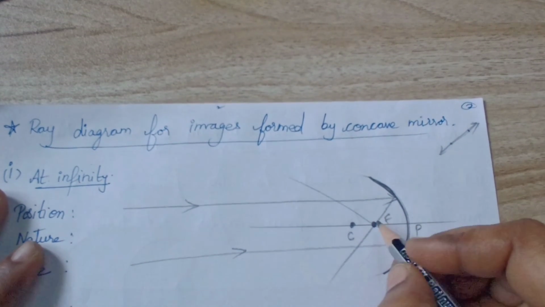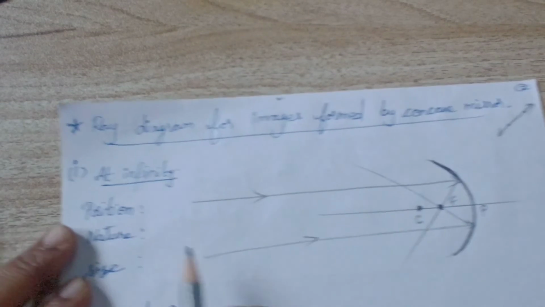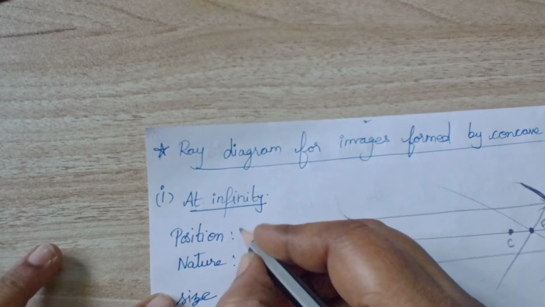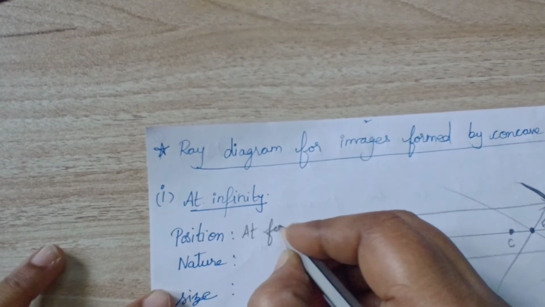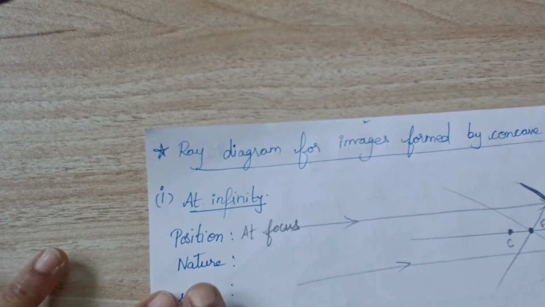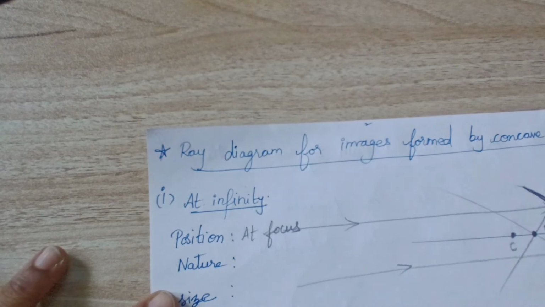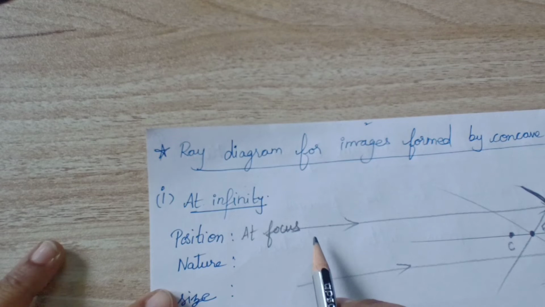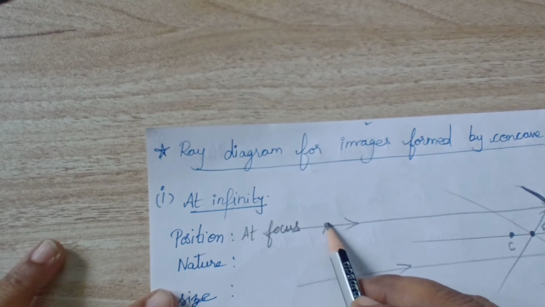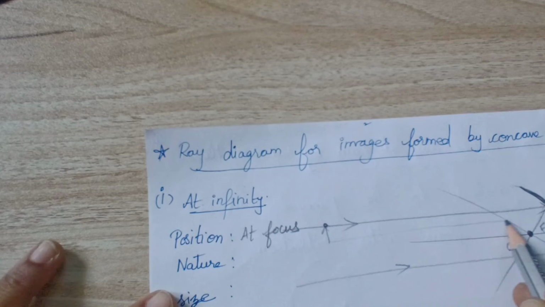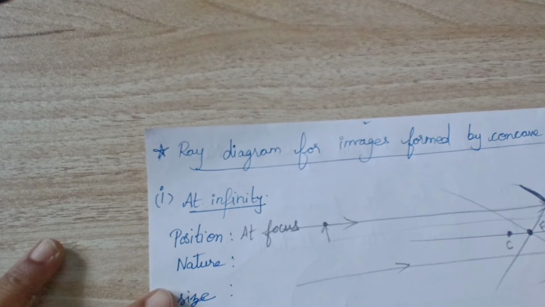So where will be the position of the image? The position of the image is at the focus point F. What will be the nature of the image? For example, this is the head of the object, so the ray will pass through this, and the same head will be reflected here. So if this is here, it will be reflected back.